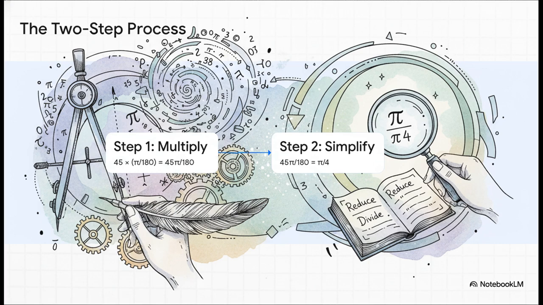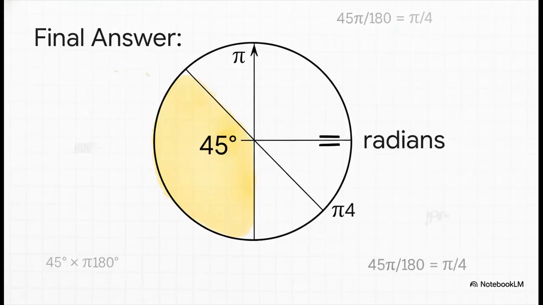Second, and you can't forget this part, we simplify. You got to ask yourself, what's the biggest number that fits into both 45 and 180? Well, it's 45, so we reduce the fraction. And just like that, there's our final answer. 45 degrees is exactly the same thing as pi over 4 radians. See? Not so bad, right?